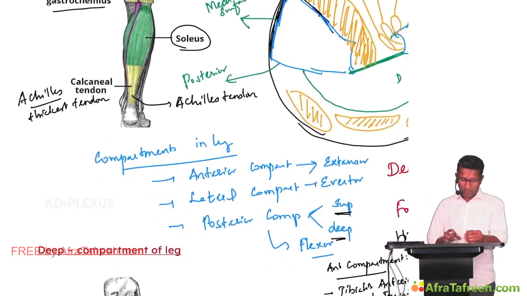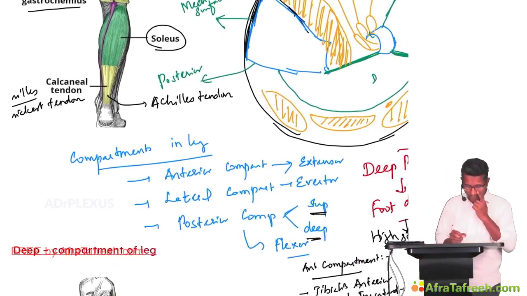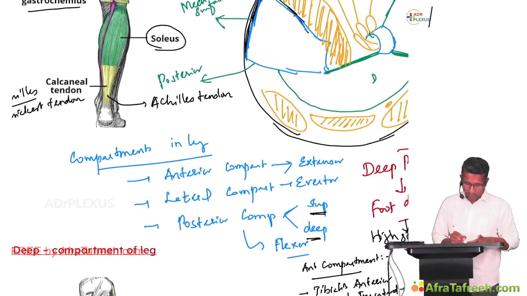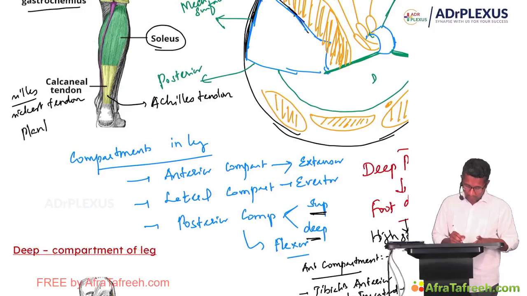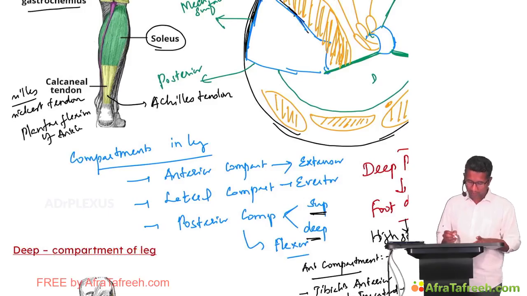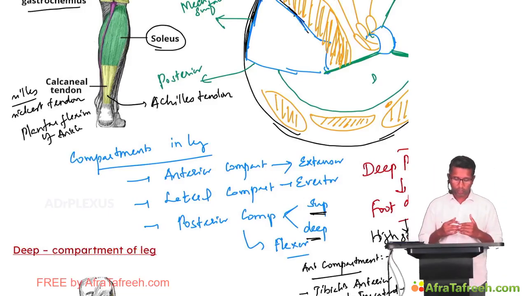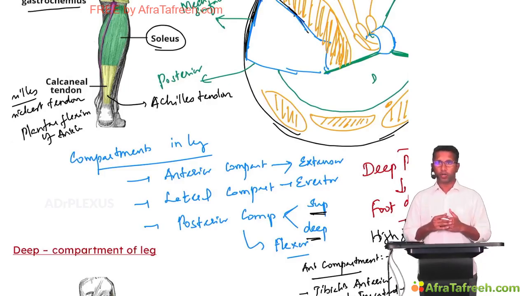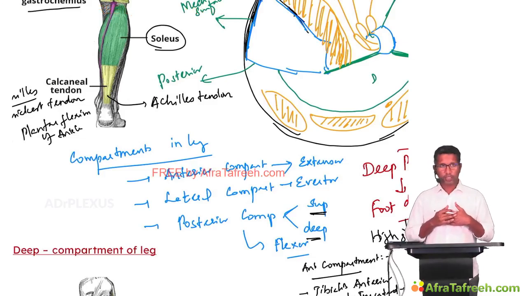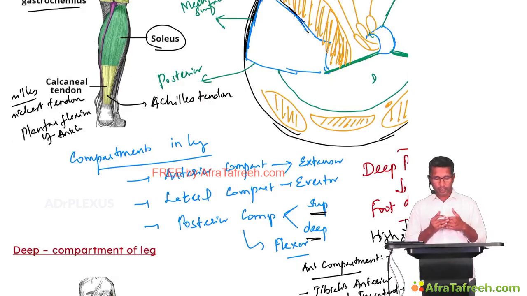What does the Achilles tendon do? The Achilles tendon helps in plantar flexion of the ankle. So what is plantar flexion of the ankle? When you try to stand on your toes, on the tip of your toes, your ankle automatically goes into plantar flexion. This plantar flexion is produced by the triceps surae.